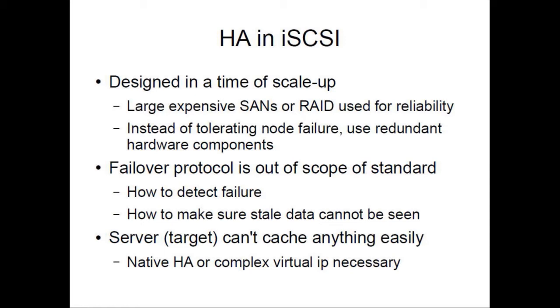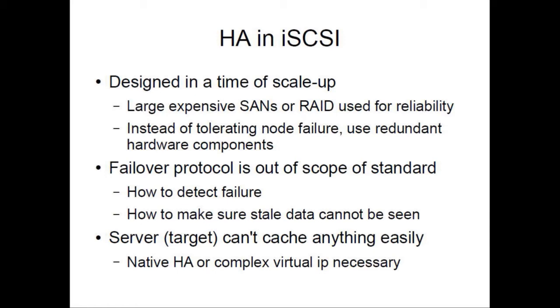So with iSCSI, high availability basically is the old school style of HA, where you have maybe two paths to two different servers, and you have some kind of service monitoring those paths, and if one goes down, failover happens, and an external agent switches the iSCSI initiator from accessing one server to accessing a different one.